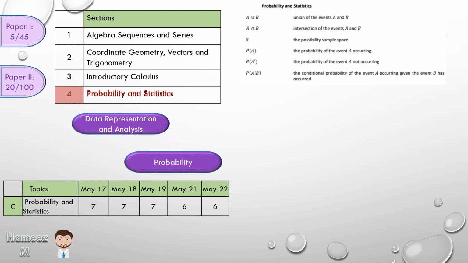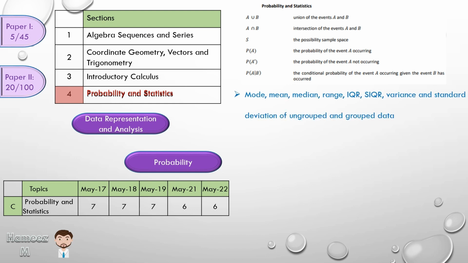The syllabus itself speaks to us about mode, mean, median, range, interquartile range, semi-interquartile range, variance, and standard deviation of ungrouped and grouped data, quite similar to the CSEC Maths syllabus. It also goes further by looking at stem and leaf diagrams, as well as box and whisker plots.